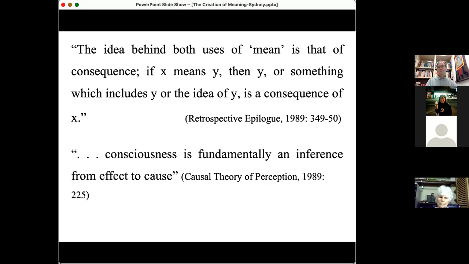And this is, of course, what underlies his cooperative principle, that people act rationally. Rationally to him means they do things with a purpose. You can infer what their purpose is, and so therefore you can communicate.